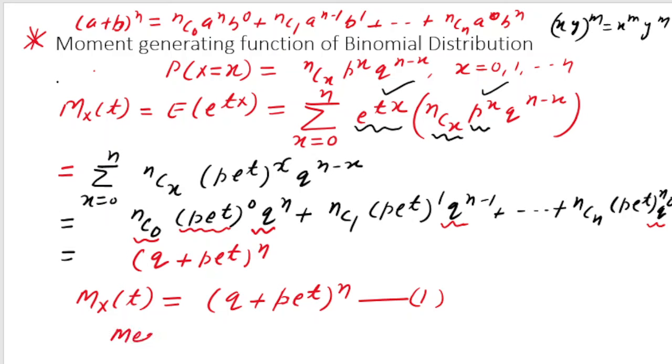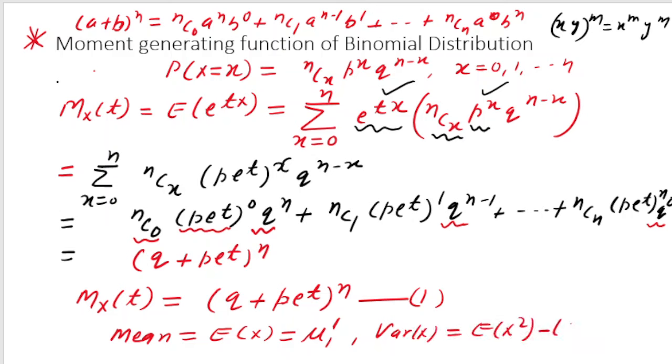Now I want to get the mean and variance. So what is the mean? Mean of a distribution is nothing but expectation of x, and we are calling it mu1 dash. And how do you define the variance? Variance of x is expectation of x square minus expectation of x whole square. That is nothing but, what is expectation of x square? That is mu2 dash, and minus mu1 dash whole square. So this mu2 dash is the second order moment and mu1 dash is the first order moment.